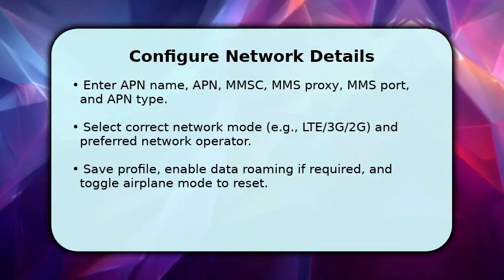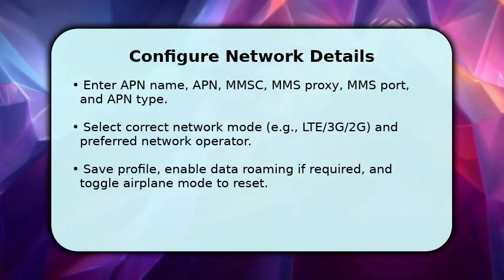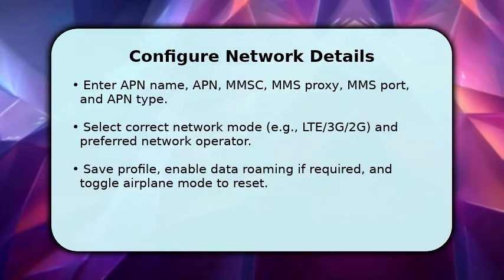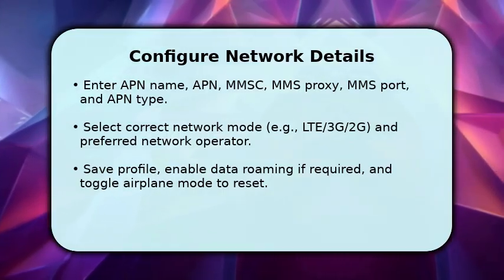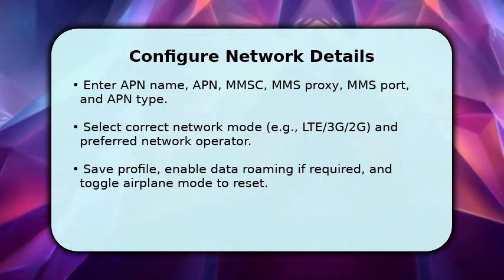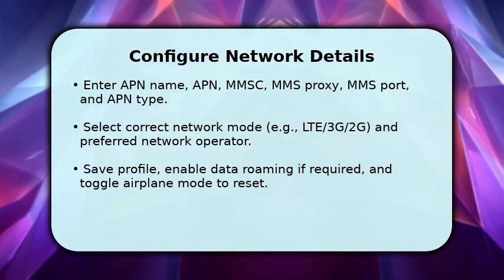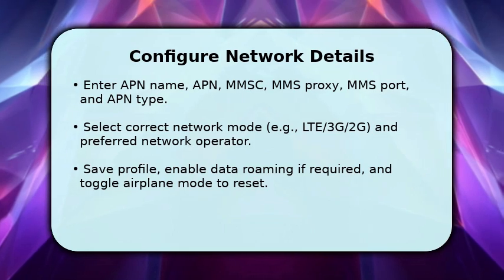Then choose the preferred network mode such as LTE/3G/2G and pick the carrier under Network Operators. This forces the handset to register properly. After saving, toggle airplane mode off and on to reinitiate network attachment, so changes take effect immediately.